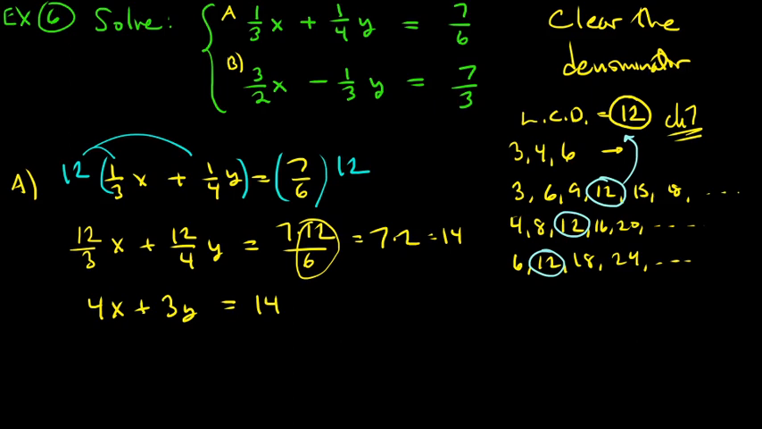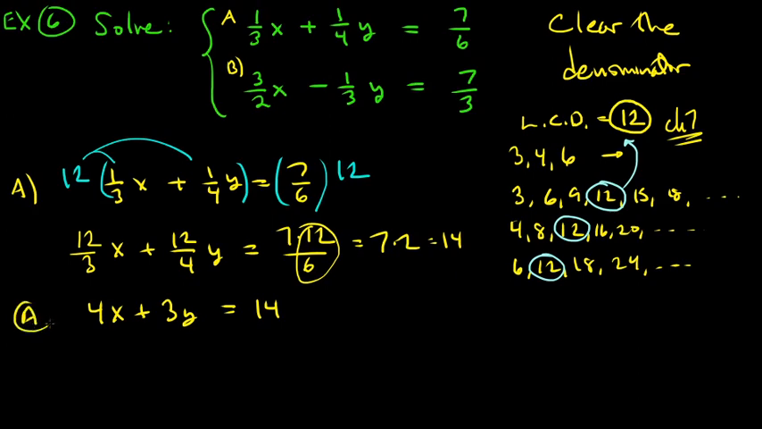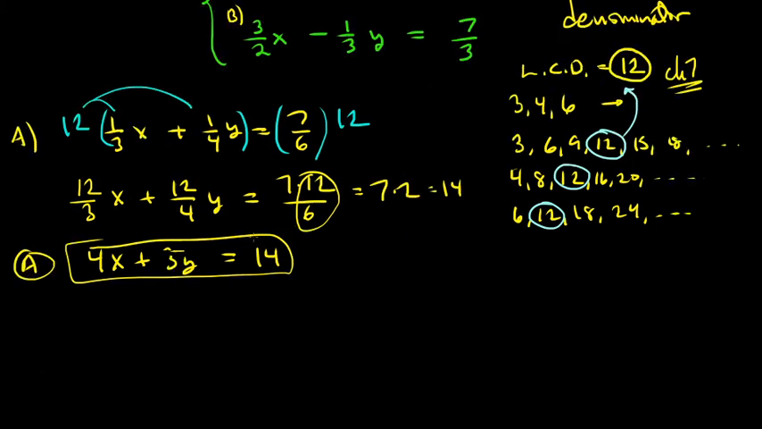So there's equation A, but without the fractions. So this looks much nicer. Now you just do the same thing with equation B. Equation B was 3 over 2 times x, not plus, but minus 1 over 3 times y equals 7 over 3.